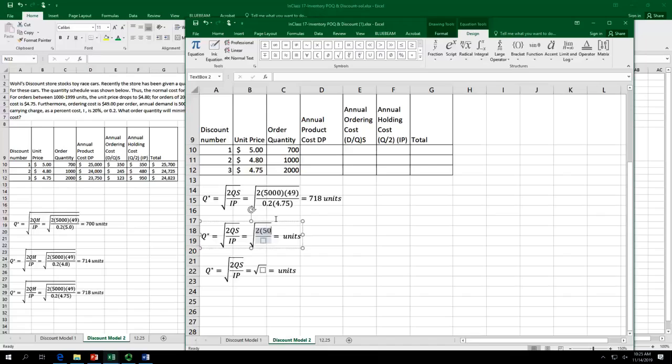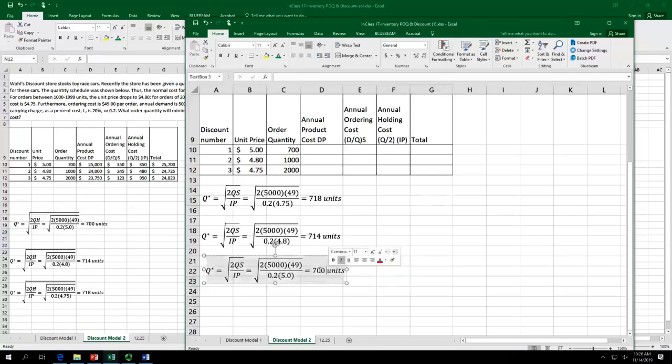Two times 5,000 times 49, divided by 0.2 times the price level, which is 4.8, and this one is 714. The last one is 2 times 5,000 times 49 divided by 0.2 times the price. The original price is 5.0. So here it is 49, not 19. And this unit is 700.